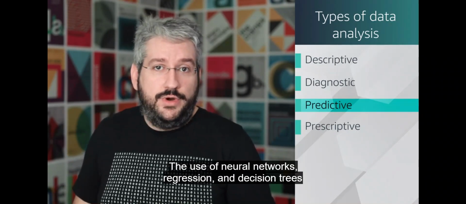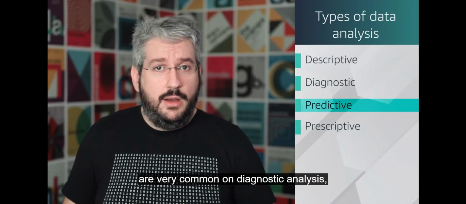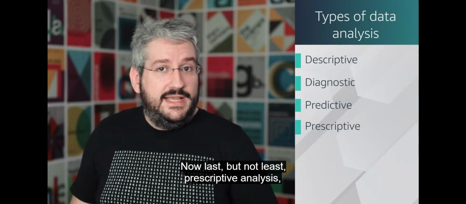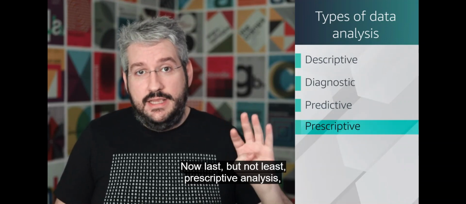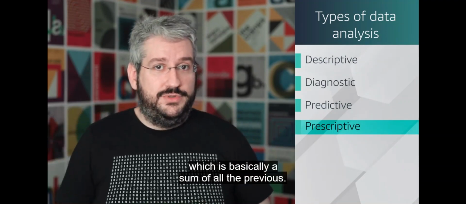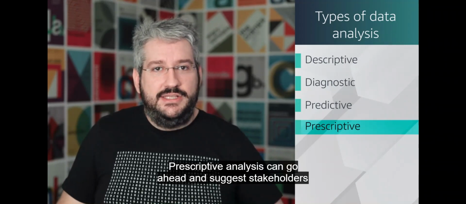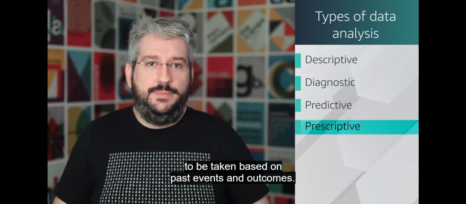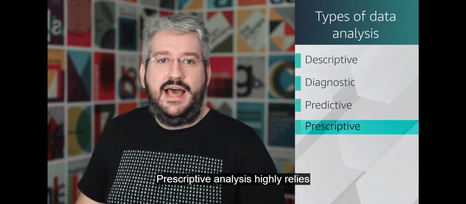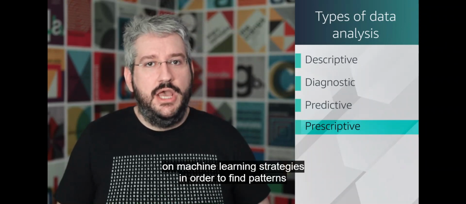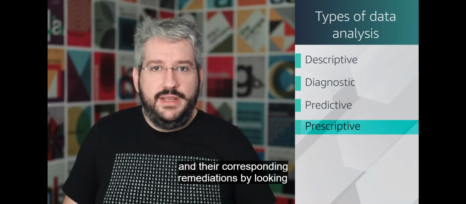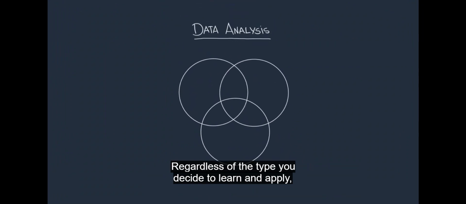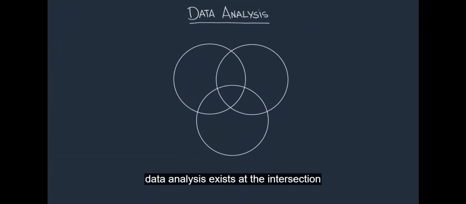The use of neural networks, regression, and decision trees is very common in predictive analysis, and we will be covering that in another course. Now, last but not least, prescriptive analysis, which is basically a sum of all the previous. Prescriptive analysis can go ahead and suggest to stakeholders the most data-driven decisions that need to be taken based on past events and outcomes. Prescriptive analysis highly relies on machine learning strategies in order to find patterns and their corresponding remediations by looking at and crossing large datasets.